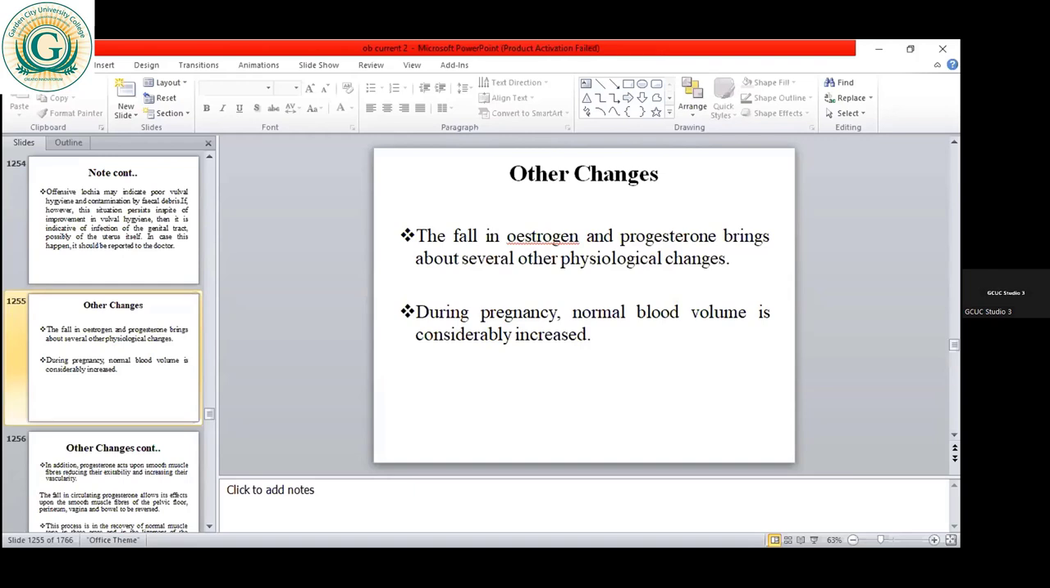Normal blood volume is considerably increased. Don't forget that when a woman is pregnant, the blood volume increases. We call it hemodilution. A lot of fluid goes into the blood.